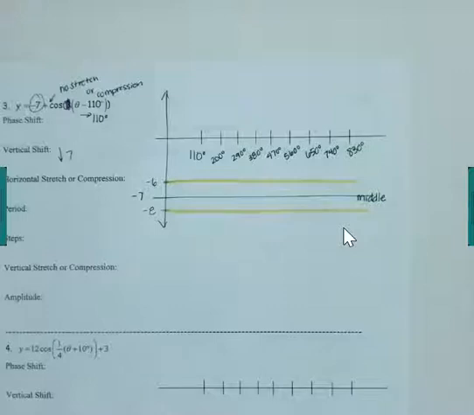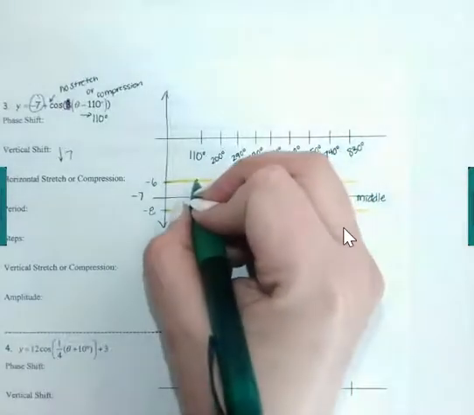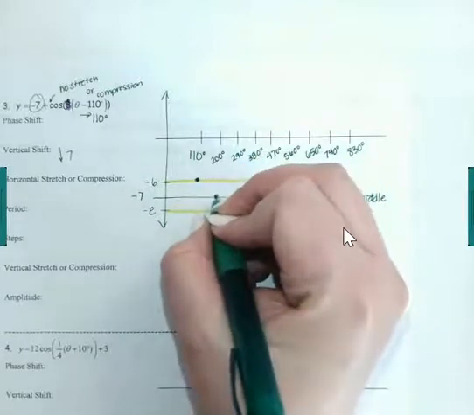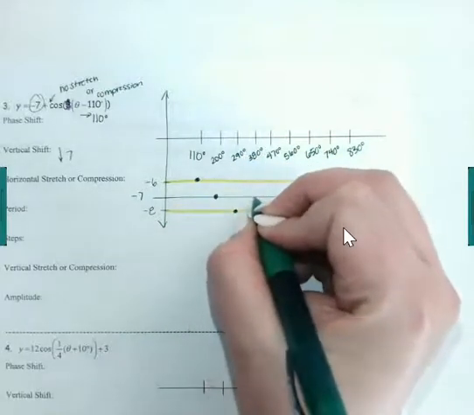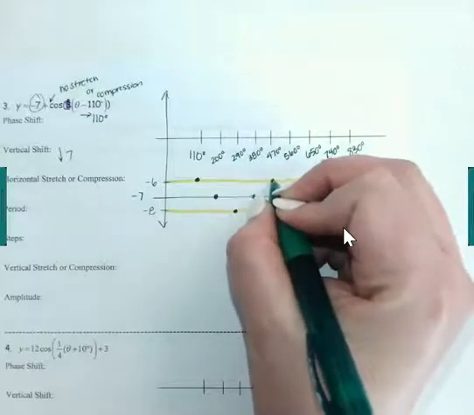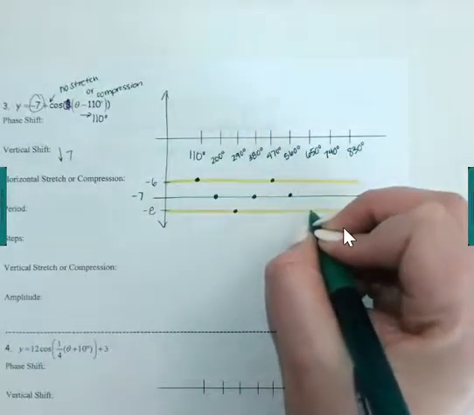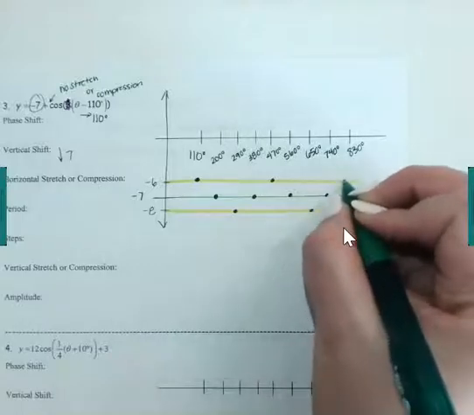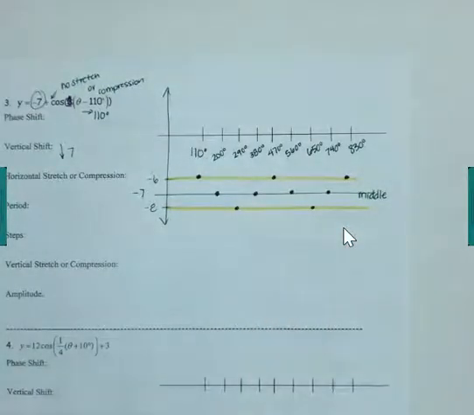Remember that cosine starts at the top. So I'll put my first dot here. Then I'll go middle. Then I'll go low. Then I'll go middle. Then I'll go high. Then I'll go middle. Then I'll go low. Then middle. Then high. You know what I mean? Yeah? So same thing. So you'll start high at 110, middle at 200, low at 290, middle 380, high at 470, etc. And then once you draw your 8 dots, you're just connecting the cosine graph.